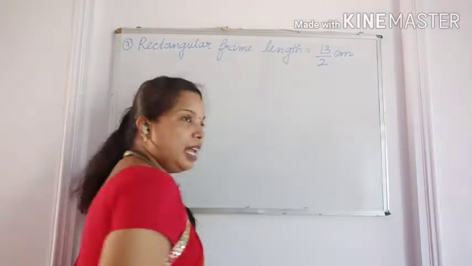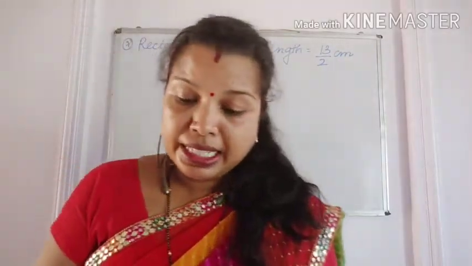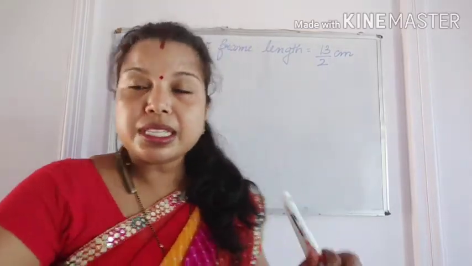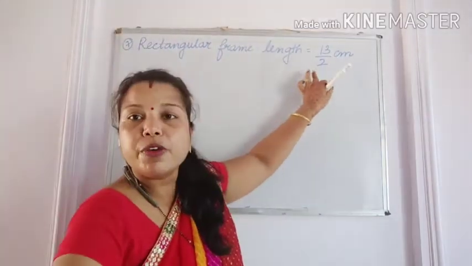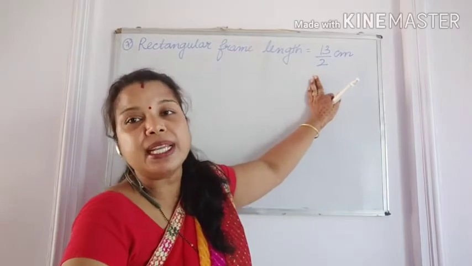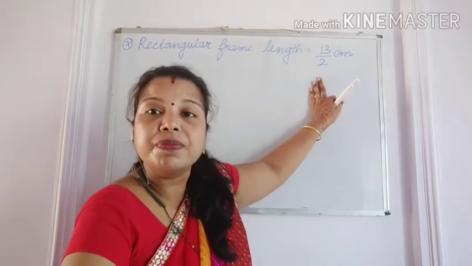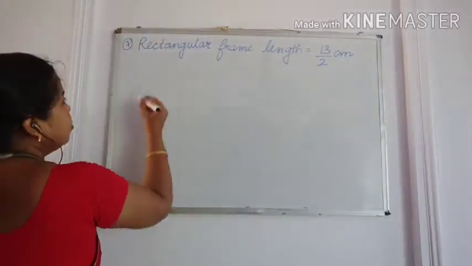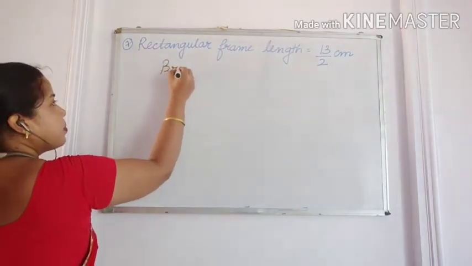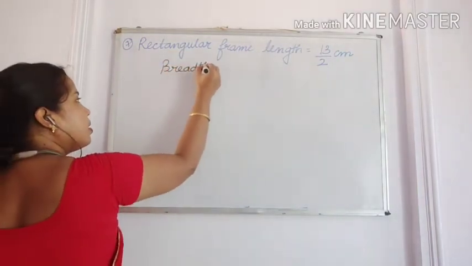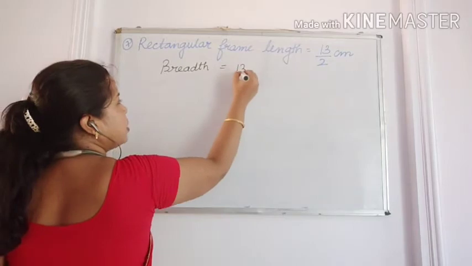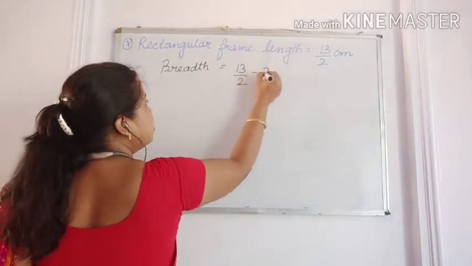Okay, better read the situation. It's saying the breadth is 2 centimeter less than the length. इसका मतलब ये जो 13 upon 2 है, इससे 2 सेंटीमीटर कम है. क्या कम है? आपकी breadth. So what we will do, breadth equals 13 upon 2 minus 2.